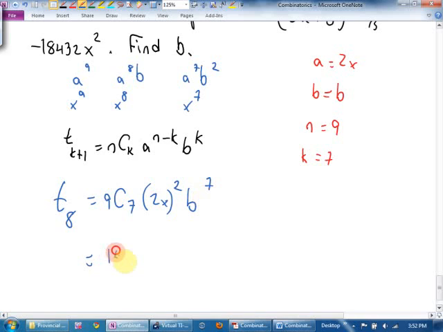Now, initially I wrote term 8. Now I'm actually going to write term 8. What is term 8 equal to? What did they tell me the term worked out to? Negative 18,432 x squared. What happens to my x squareds? Thankfully they cancel.